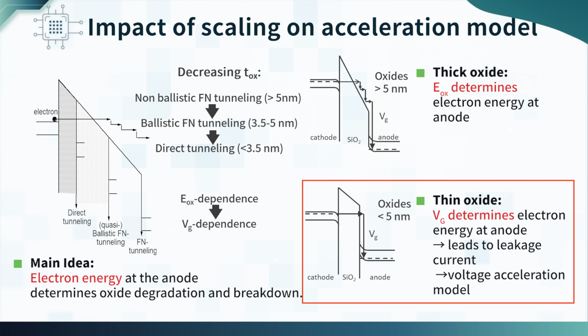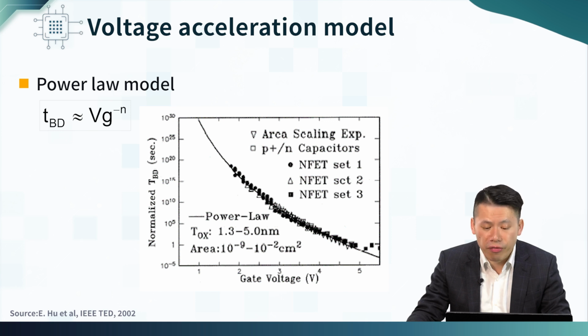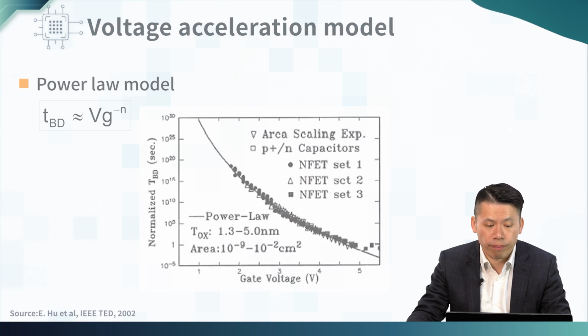But in the case with the thin dielectric, actually the gate voltage determines the energy at the cathode. And this voltage will determine the leakage current, and that's why we use a voltage acceleration model in the case of oxide below 5 nanometer. So here is one of the data from the literature showing that, in the case of oxide thickness between 1.3 and 5 nanometer, the power law model can be fitted very well.